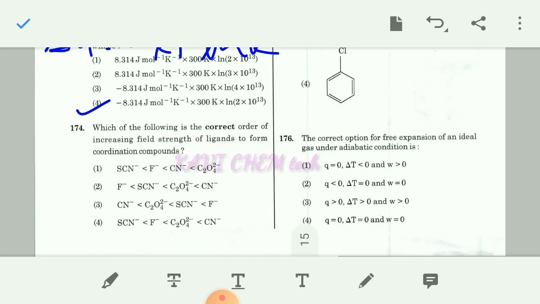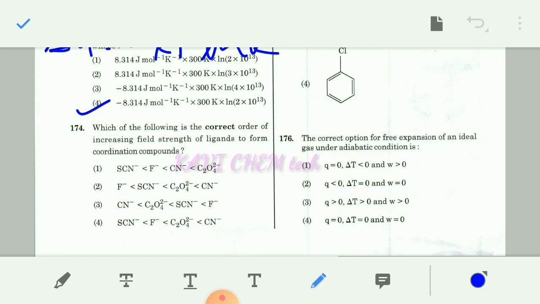Okay, so the next question, 174. Which of the following is the correct order of increasing field strength of ligands to form the coordination compound? It is the spectrochemical series, so it is a direct answer only: SCN minus is lesser than F minus, C2O4 2 minus, and CN minus.